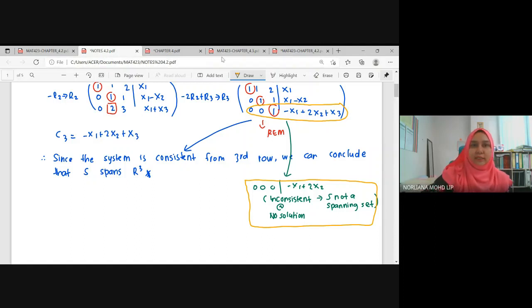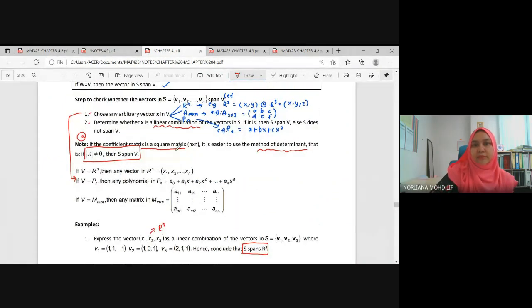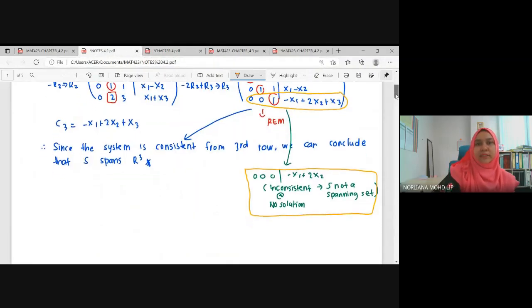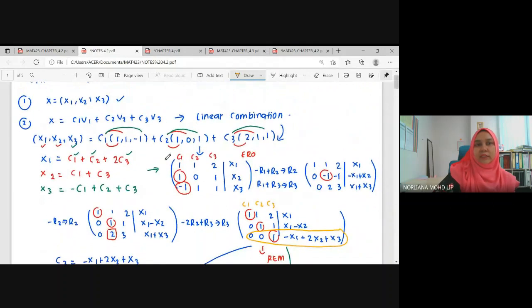Okay, ni contoh untuk first method. Kalau gunakan first method, you all boleh juga proof gunakan second method tadi kan. Second method kita boleh gunakan determinant, method of determinant. Biasa method determinant ni lagi senang lah. Daripada soalan yang ni, first question ni, kita boleh gunakan determinant juga kan kat sini.